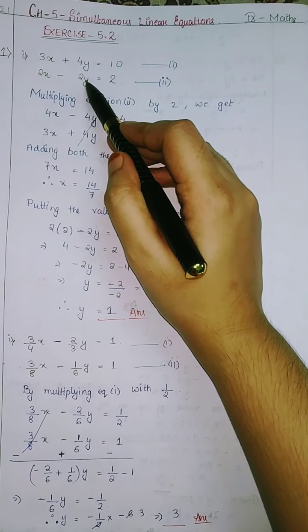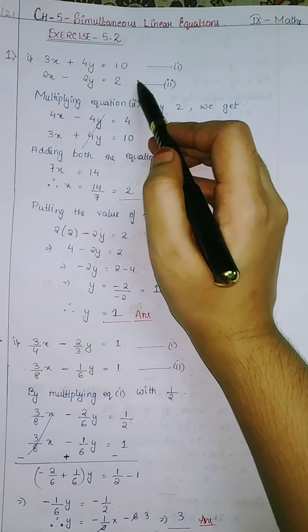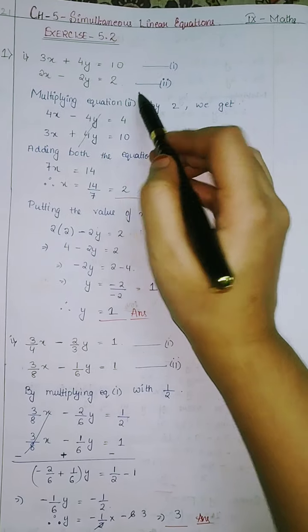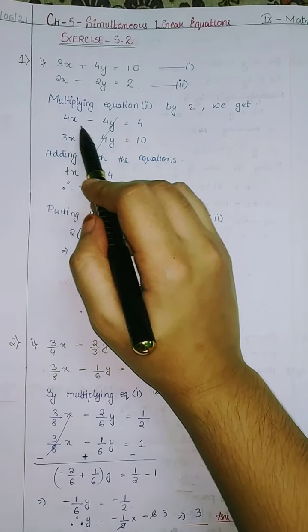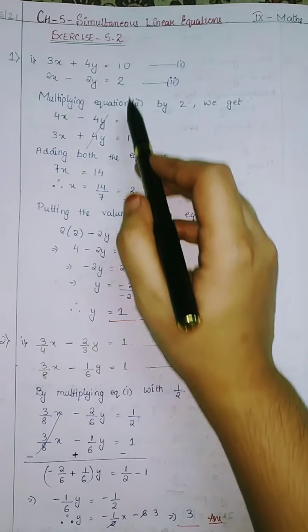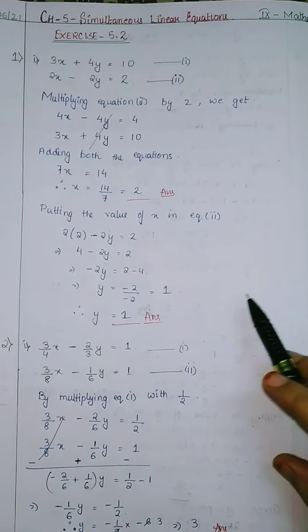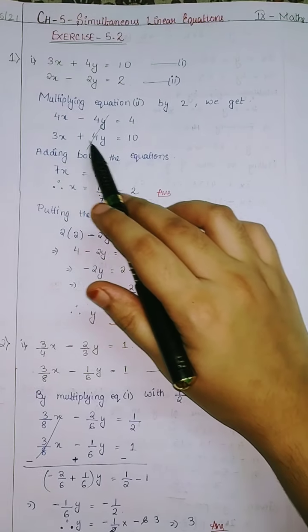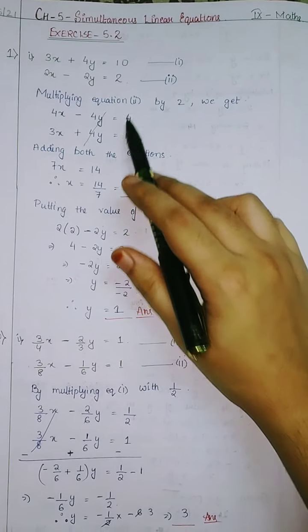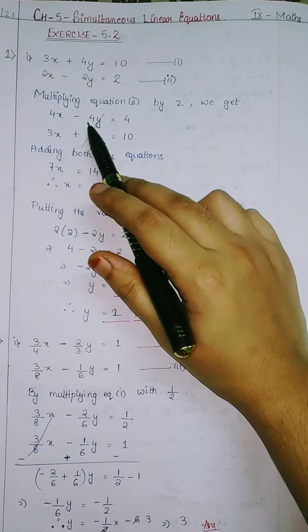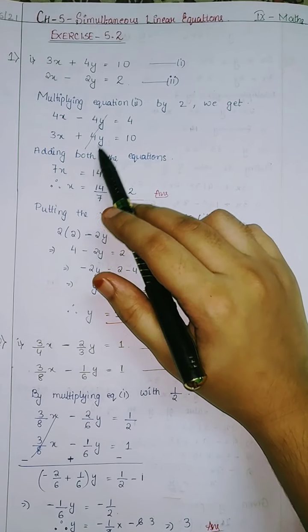So for making this equal, we have to multiply this equation by 2. It will become 2 2s are 4x, 2 2s are 4y, and 2 2s are 4. So it has become 4x minus 4y is equal to 4. And the first equation is 3x plus 4y is equal to 10. Now adding both the equations, plus 4y and minus 4y will cancel each other.